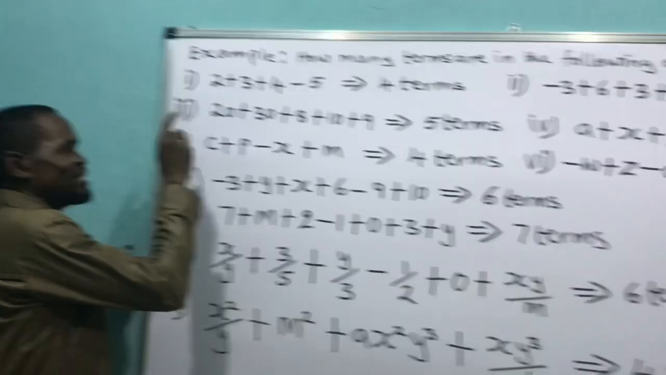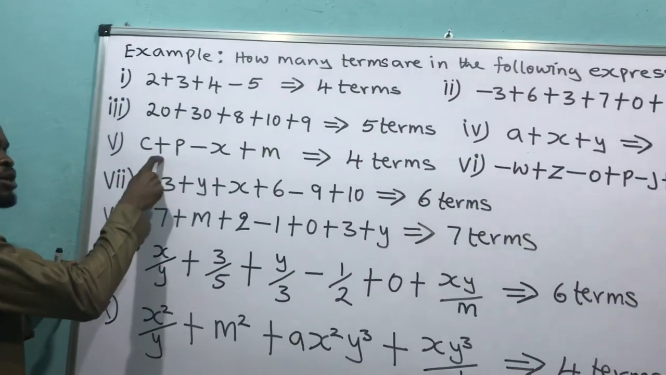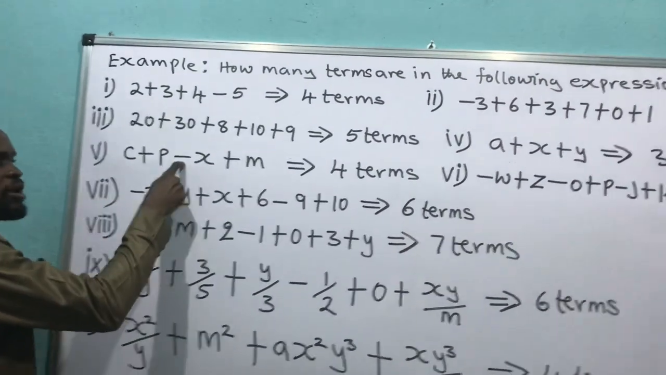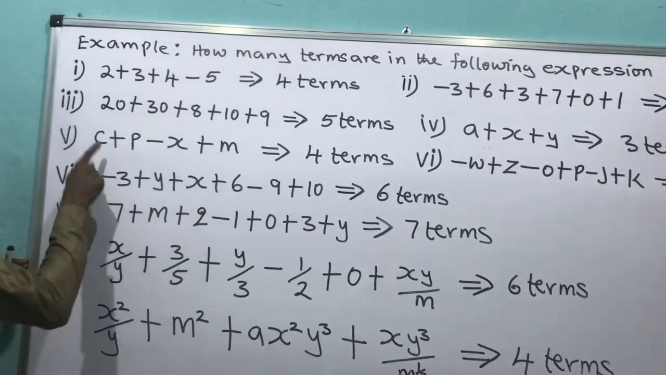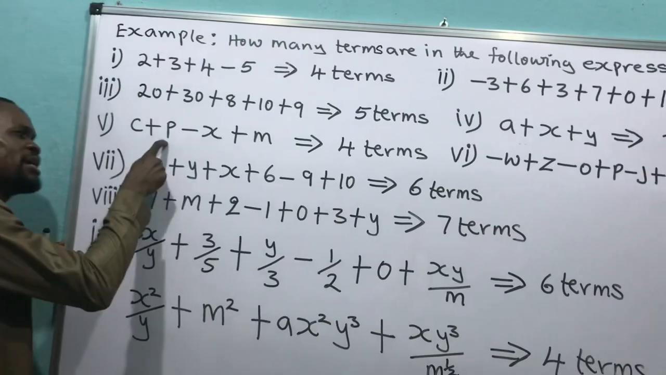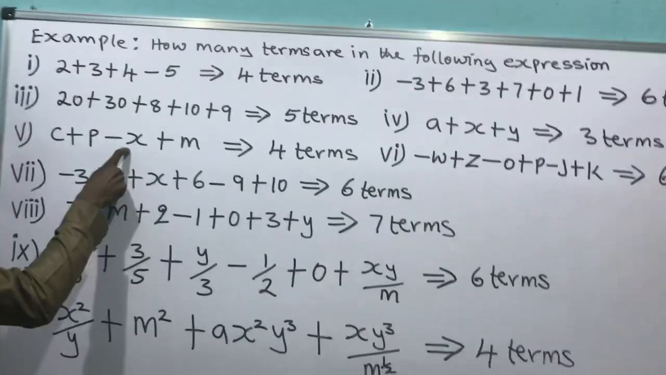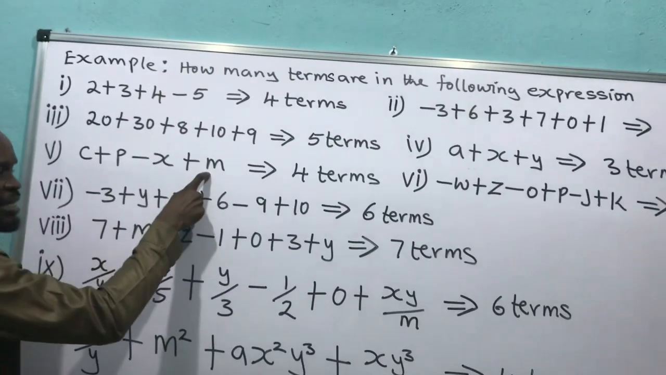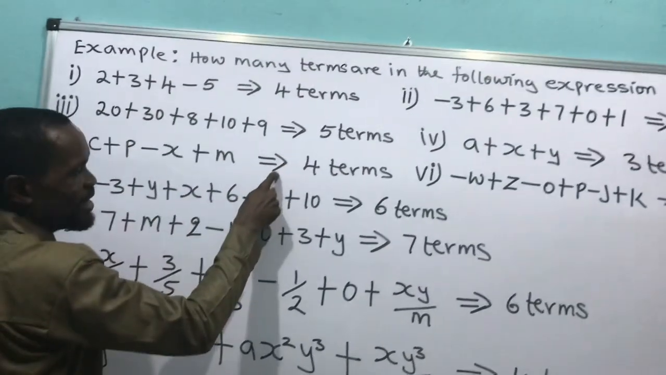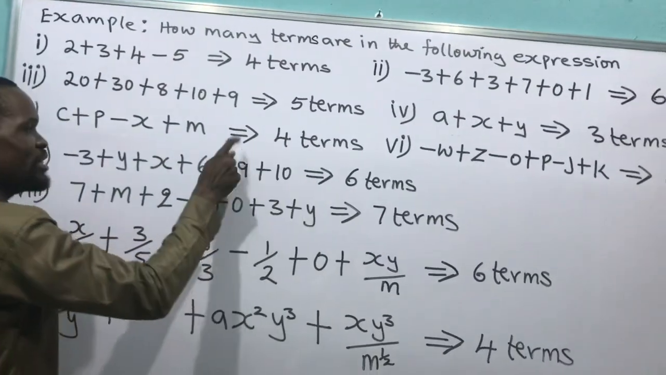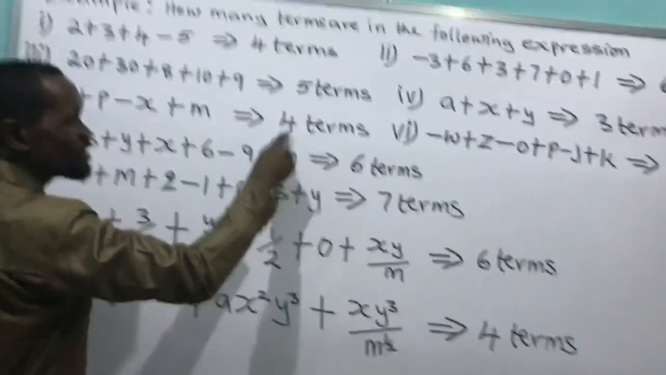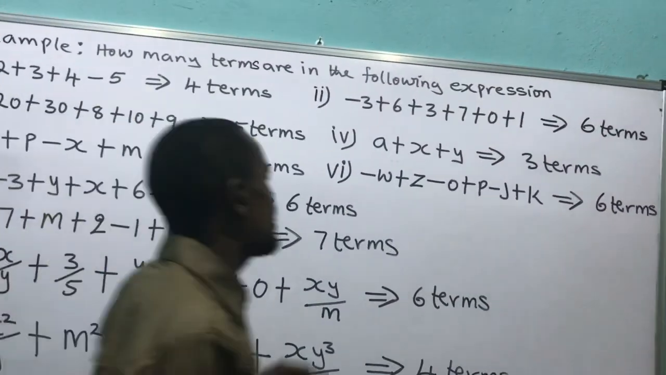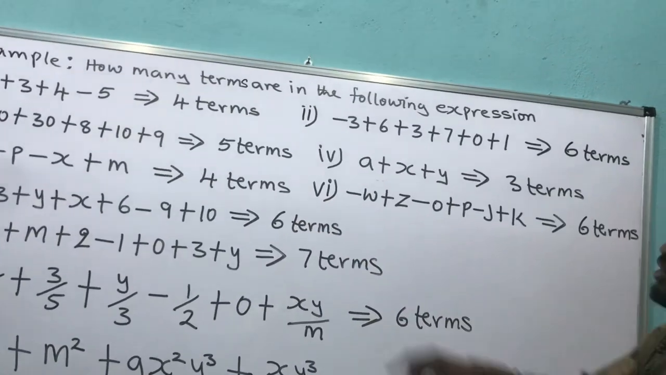I come to number V. We said C is a term, plus P is a term, minus X is a term, plus M is a term. And how many terms are here? C is a term 1, P is a term 2, minus X is a term 3, M is a term 4. And I say this means 4 terms. This symbol means 4 what? Terms.